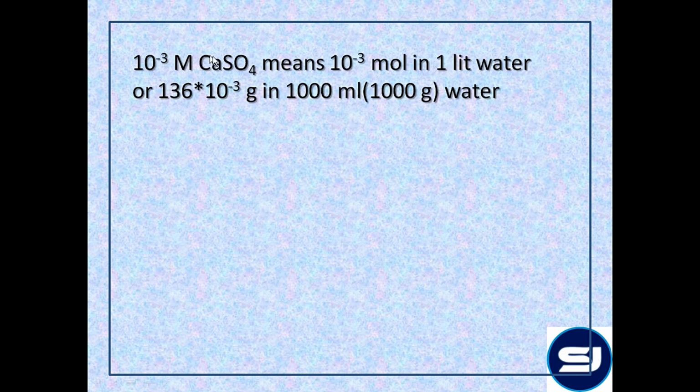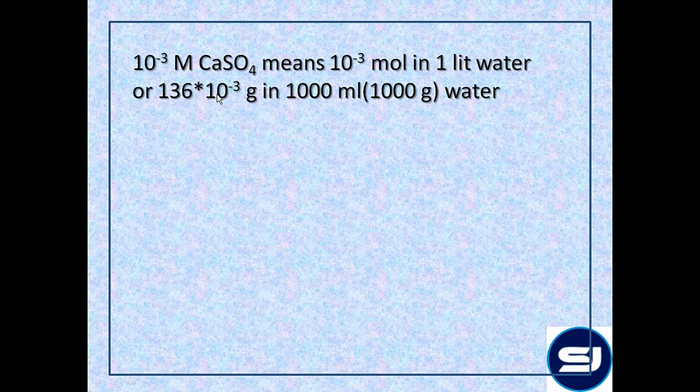So 10 raised to minus 3 molar calcium sulfate means 10 raised to minus 3 mole is present in 1 liter of solution. Now here, instead of solution, the solvent is directly considered. If you look at the values of the molarity, it is very small, meaning the amount of solute present in the solvent is very small, and that's why the overall solution can be considered to be equivalent to solvent. That's why the 10 raised to minus 3 molar calcium sulfate indicates 10 raised to minus 3 moles of calcium sulfate is present in 1 liter of overall solvent, as the solute is negligible.